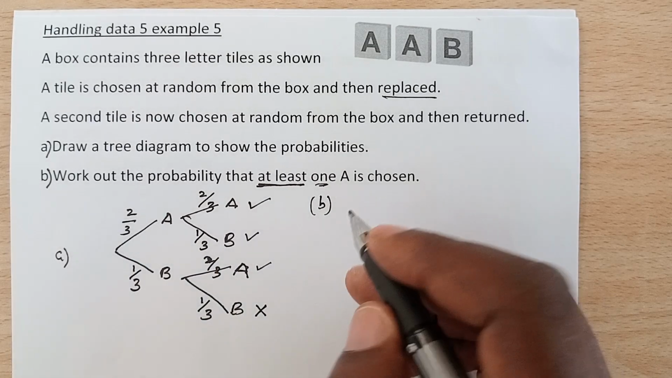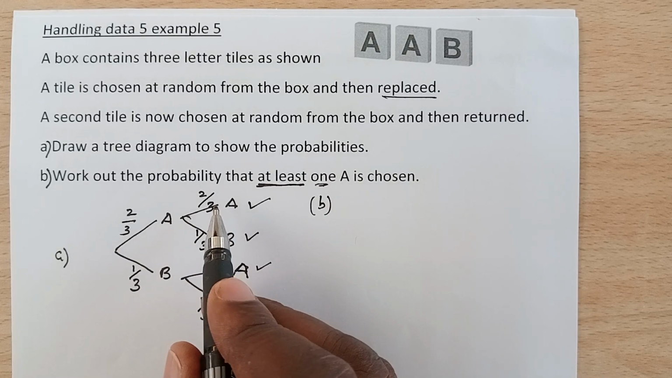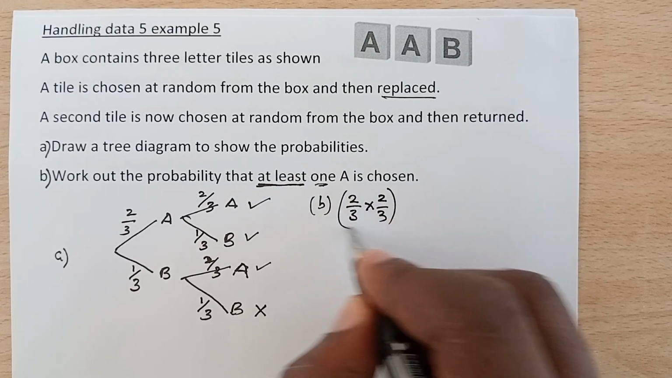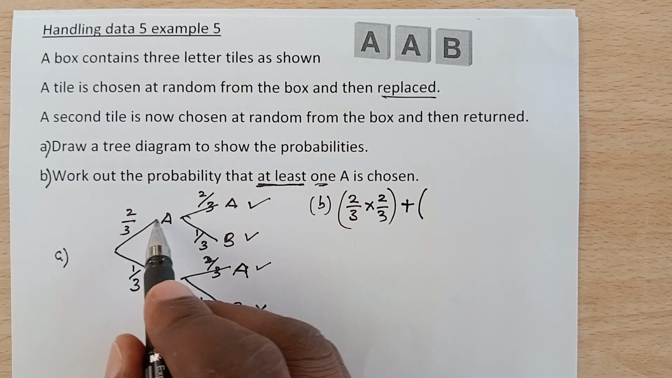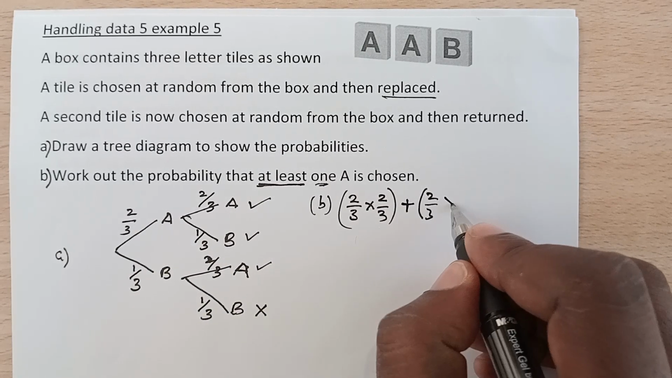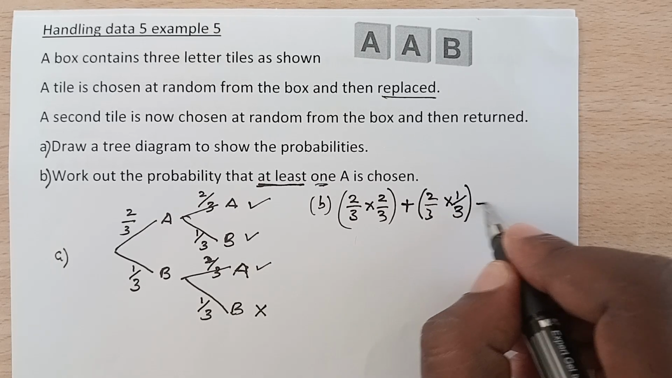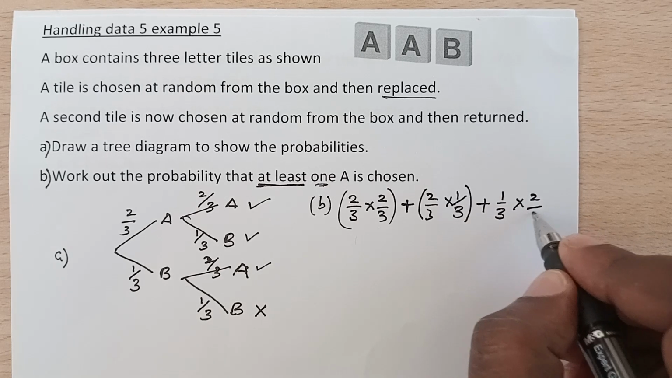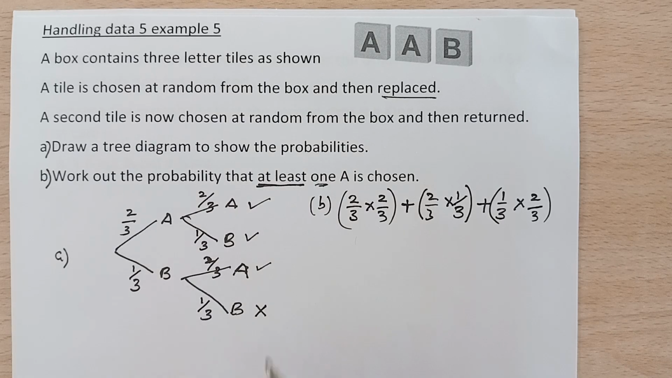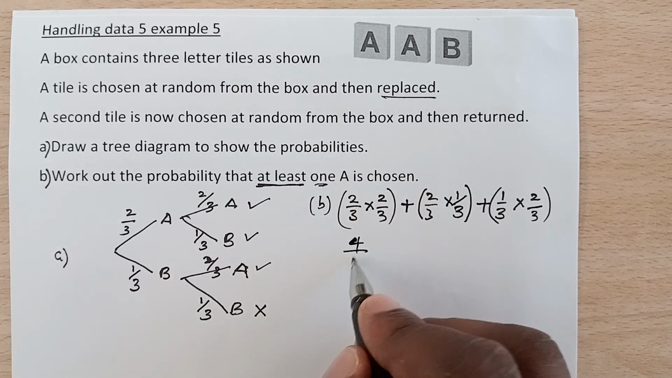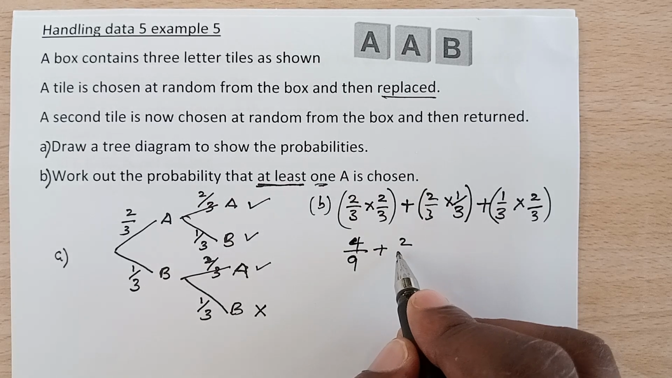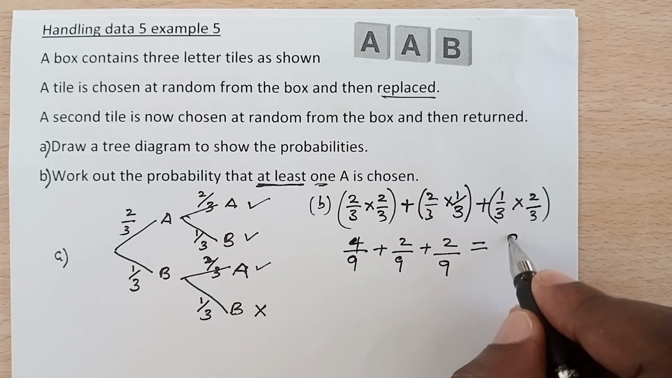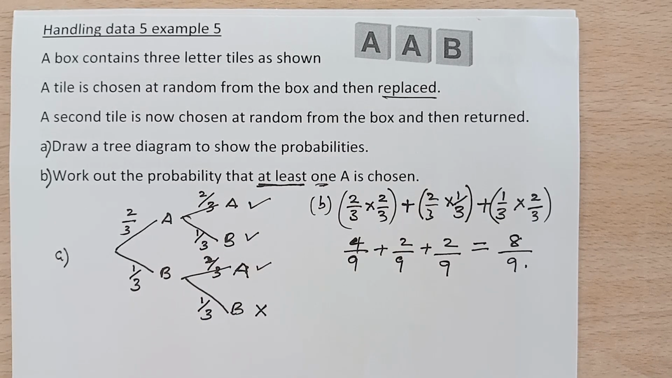So at least one A means we can follow this route 2/3 times 2/3, A and A, or another route, AB, which means 2/3 multiplied by a third, or another route, B, a third times A, 2/3. All these are possible outcomes. And as you can see, we have 4 out of 9 plus 2 out of 9 plus 2 out of 9, which is basically 8 out of 9. That is the answer to that question.